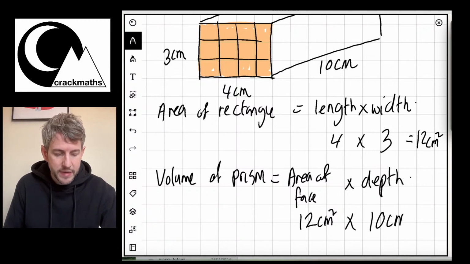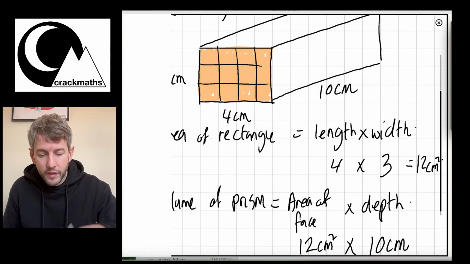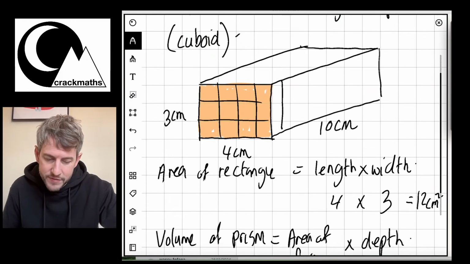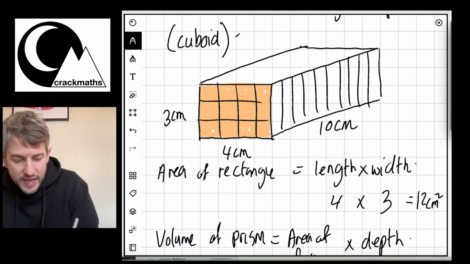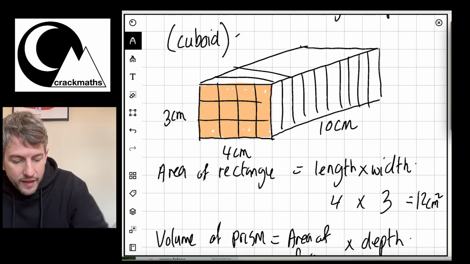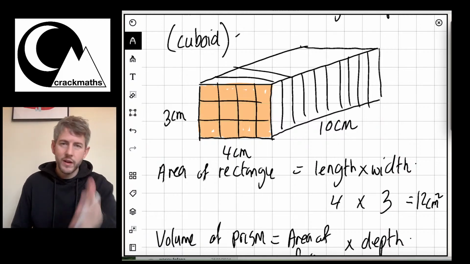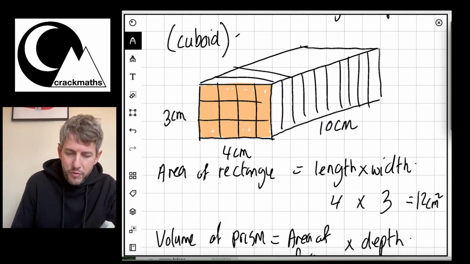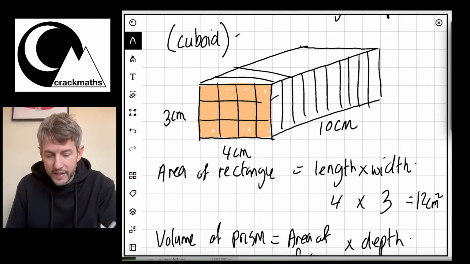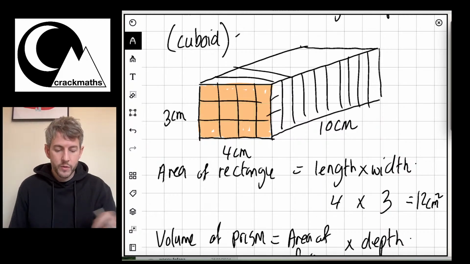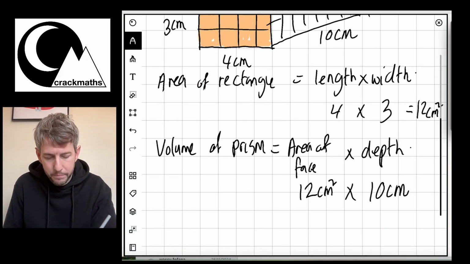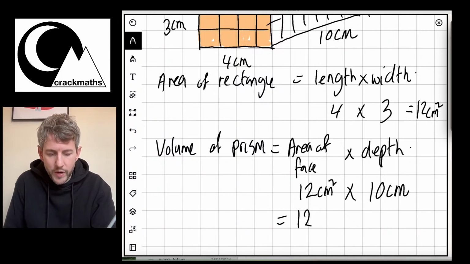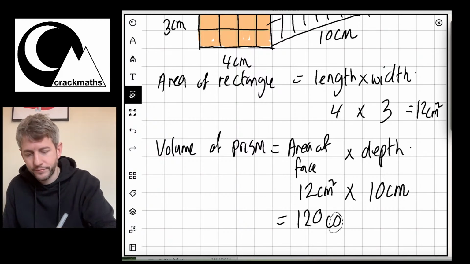10 centimeters. Okay, now the 10 centimeters tells us that we're going to have 10 rows of this face. We would see that if, it's almost like if you were slicing a loaf of bread. If we were slicing up the loaf of bread, we would have these 12 squares 10 times. So that's why we multiply them together. So we've got 12 times 10, which is going to equal 120 centimeters cubed.